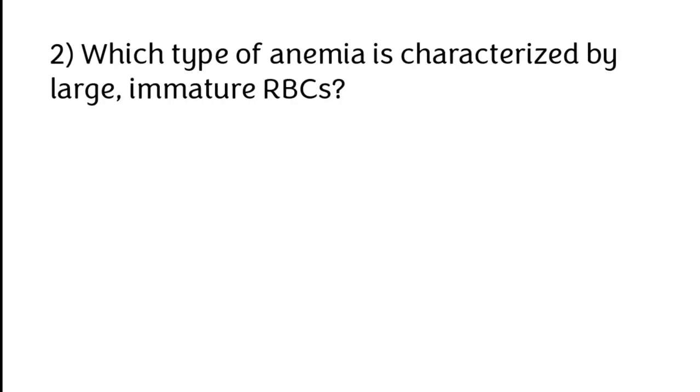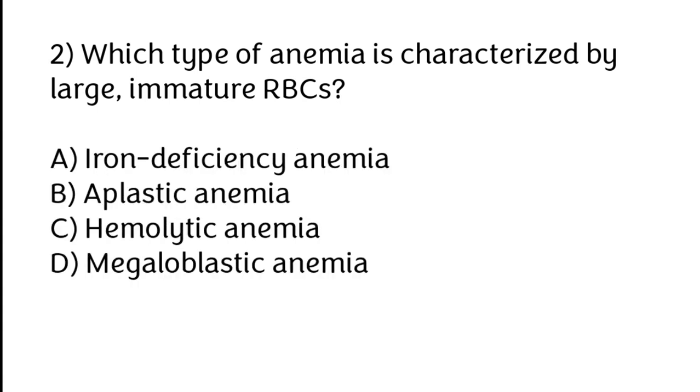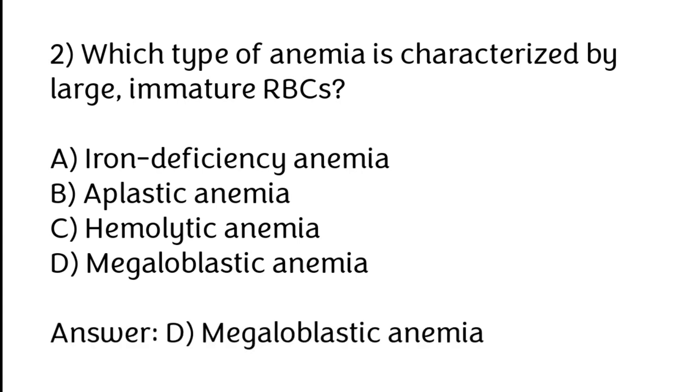Which type of anemia is characterized by large immature RBCs? Iron deficiency anemia, aplastic anemia, hemolytic anemia, megaloblastic anemia. Correct answer is option D, megaloblastic anemia.